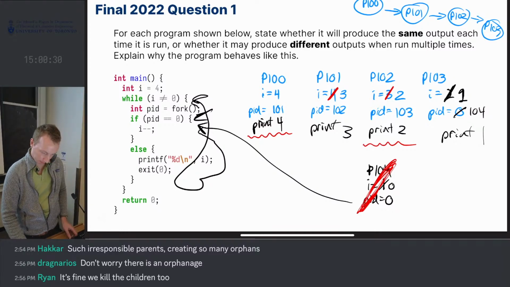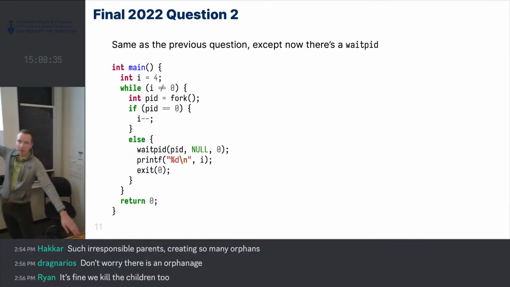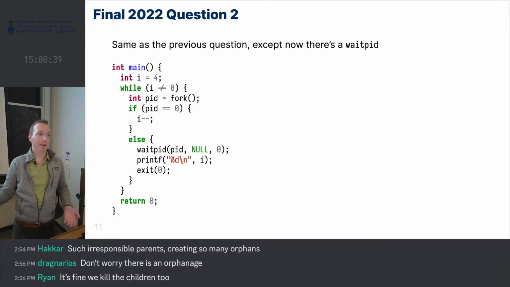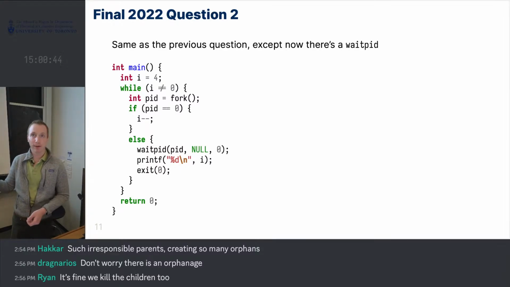So the one you should do that is actually easier is it just puts a waitpid in the else statement. So then you should be able to answer, well, what happens now? Is there a specified order, or is it still the same thing?